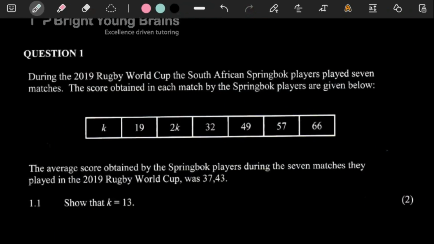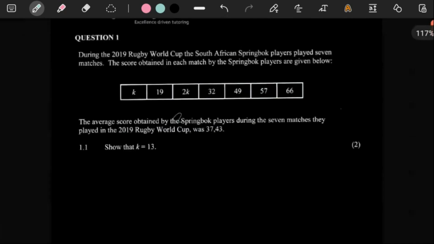Okay, so from the get-go, it says here, during the 2019 Rugby World Cup, the South African Springbok players played 7 matches. The score obtained in each match by the Springbok players is given below. The average score obtained by the Springbok players during the 7 matches they played in the 2019 Rugby World Cup was 37.43. Then for 2 marks, they say show that k is equal to 13.